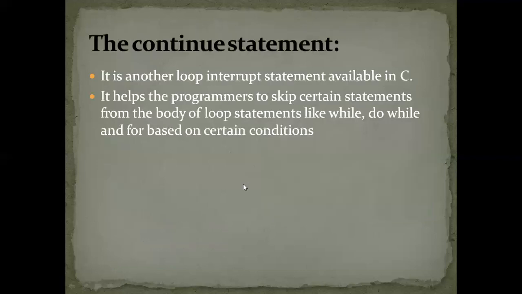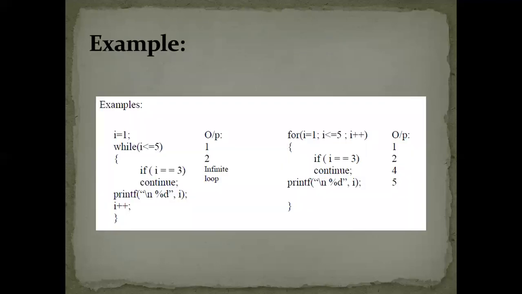Okay, fine. The continue statement. It is another loop interrupt statement available in C. It helps the programmers to skip certain statements from the body of loop statements like while, do while, and for based on a certain condition. Okay, so we'll see this in an example for the continue. So this is an example. It's very simple. It works the same as a break only.